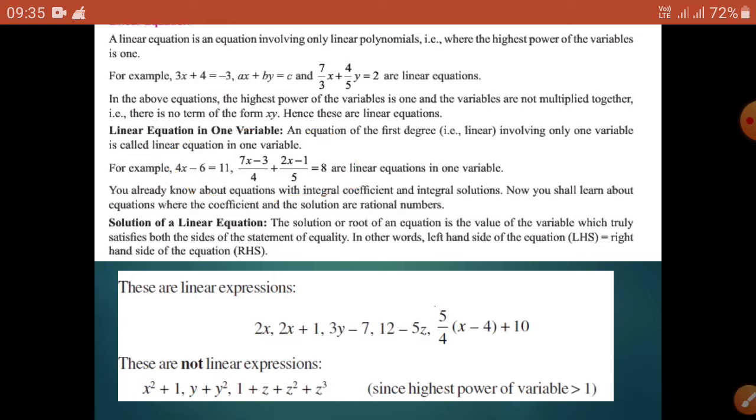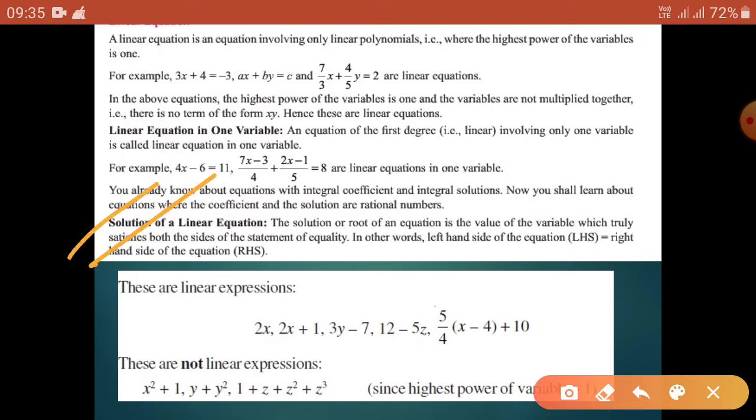What is the solution of a linear equation? What do we mean by the solution of a linear equation? The solution or root of an equation is the value of the variable which truly satisfies both sides of the statement of equality. This is known as the statement of equality. So we can say that in a linear equation, the left hand side of the equation is equal to the right hand side of the equation. Got it?